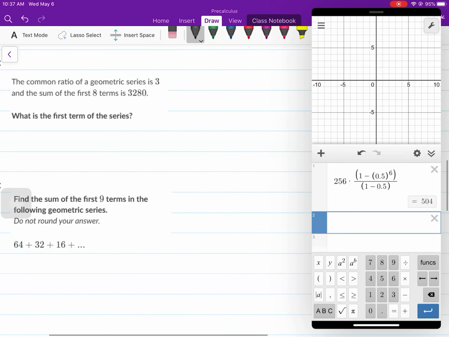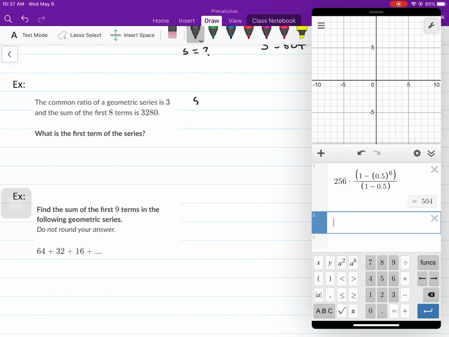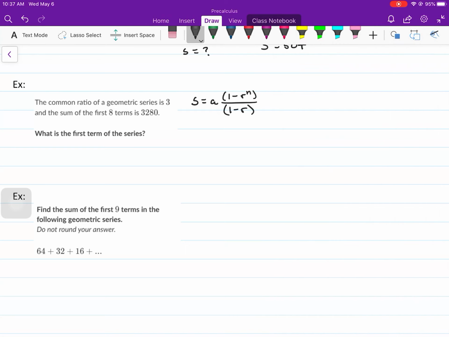So the next one is saying that the common ratio, and let me just rewrite that formula. So s equals a times 1 minus r to the n over 1 minus r. And I like to rewrite the formula for every problem I do. That's honestly how I memorize these formulas, and I remember them forever. So the common ratio of a geometric series is 3, and they're telling us that the sum of the first 8 terms is 3280. And they're asking us what is the first term of the series. So we're going to be looking for a. So I'll put a question mark there.